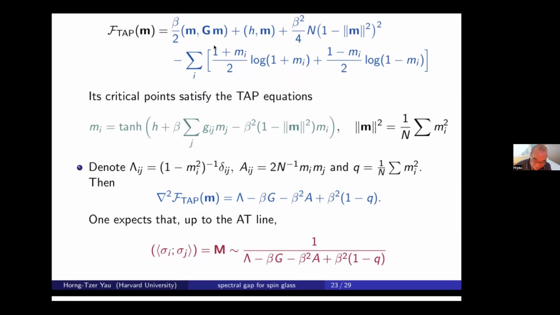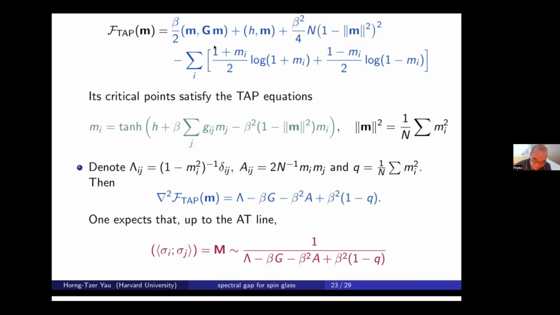there will be a diagonal matrix. This diagonal matrix is coming from this term, and also from this term. I mean, also mixed together. So there's a diagonal one. The diagonal one is 1 minus m_i squared. So there's 1 minus m_i squared inverse.